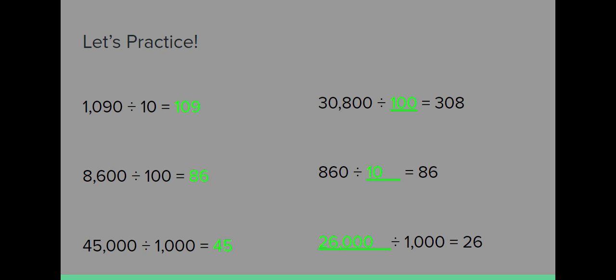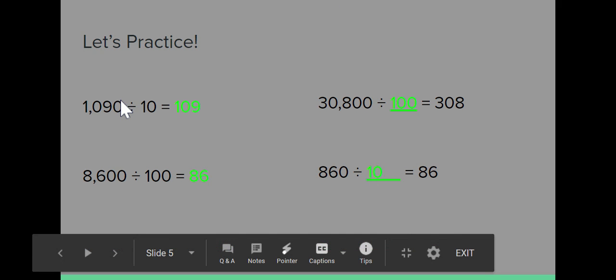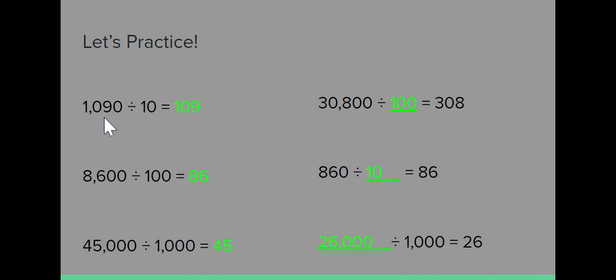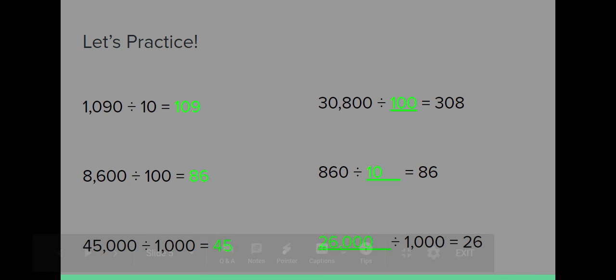Okay, let's go over our answers. 1,090 divided by 10 would just give us 109 because again, we're just taking away one place value. We took off this one place value, like drawing a slash right through it. 8,600 divided by 100, we take off those two place values, giving us 86. 45,000 divided by 1,000 would give us 45, taking away those place values.